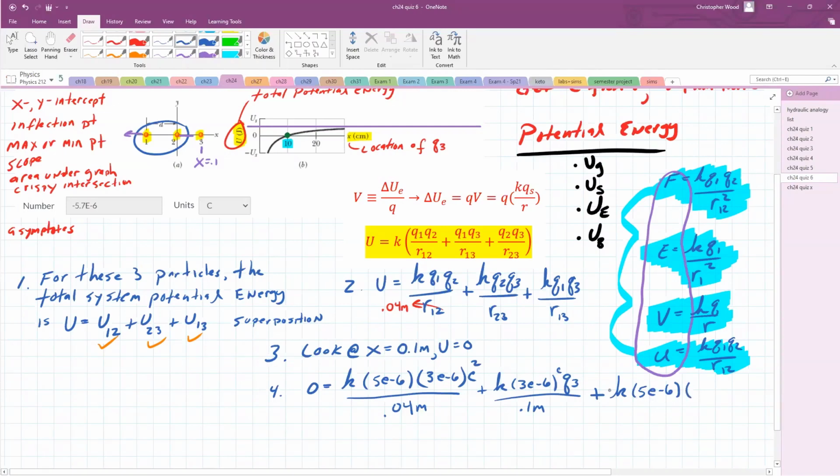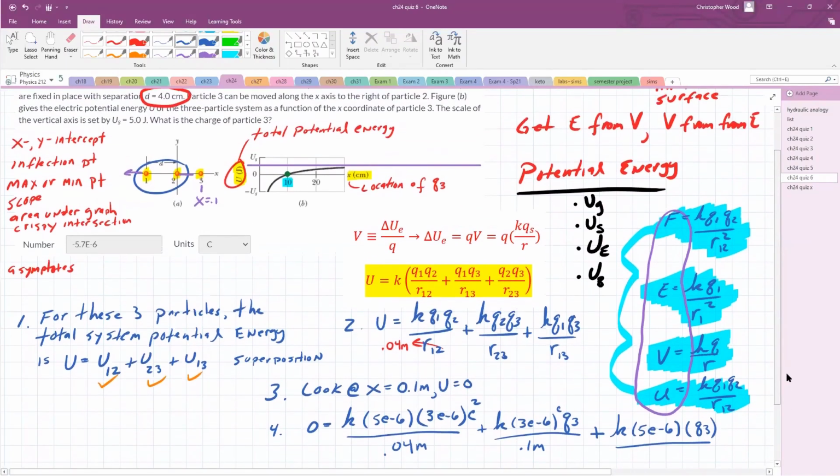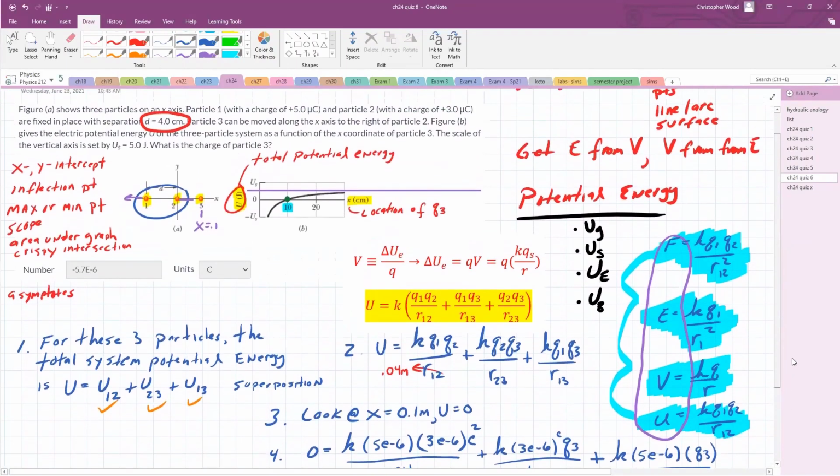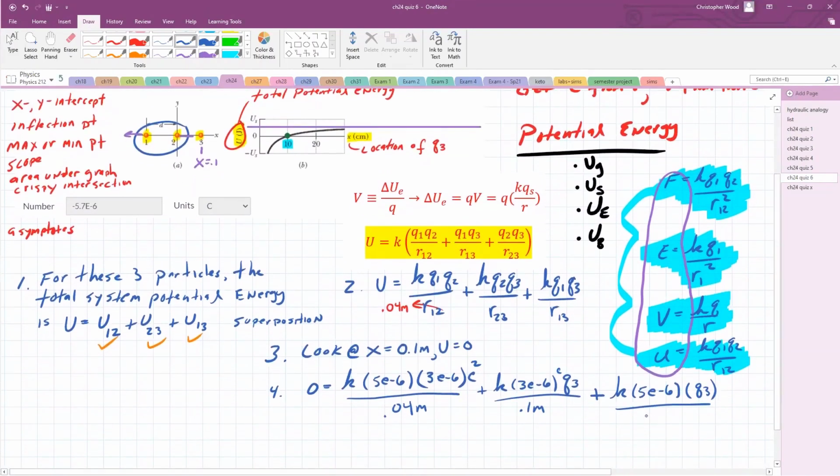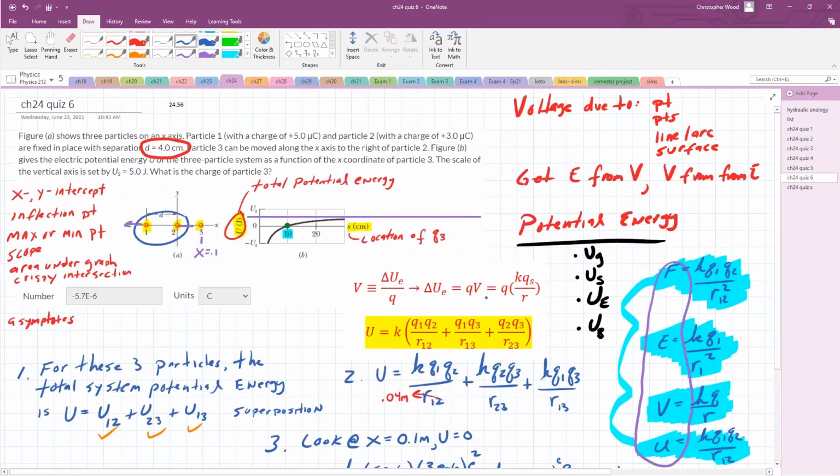Q3, what's the value of Q1, Q3? I don't know. It's still Q3. What's the distance between 1 and 3? The distance between 1 and 3 is going to equal 0.14. 0.14 meters, because let's be careful.